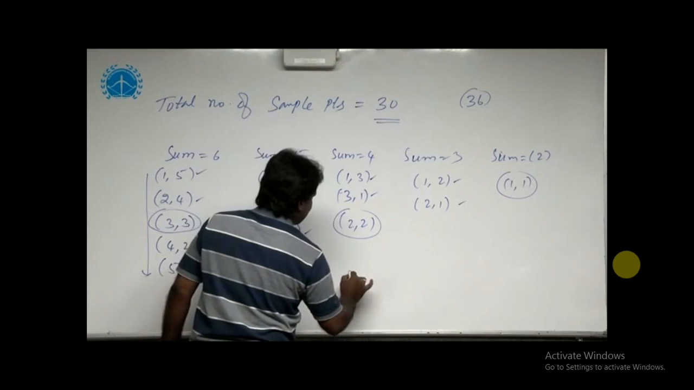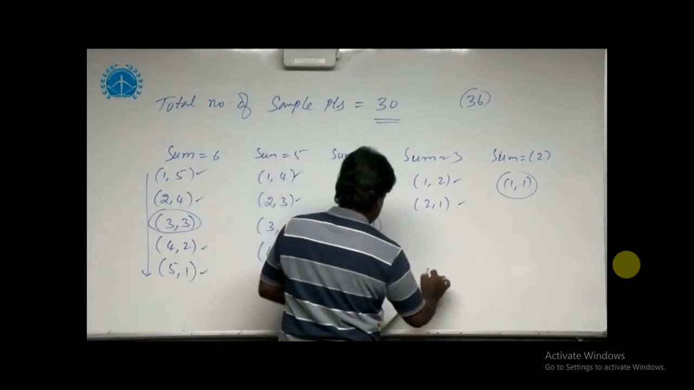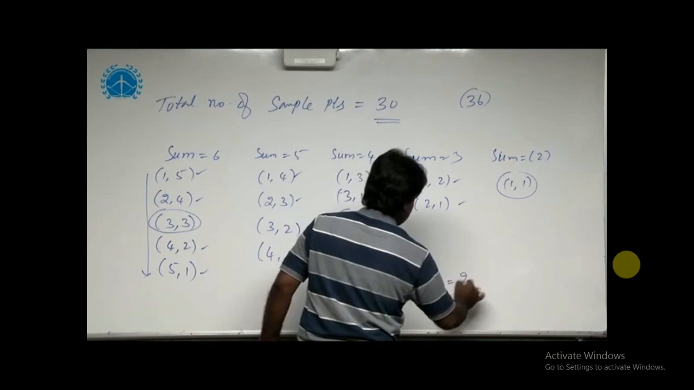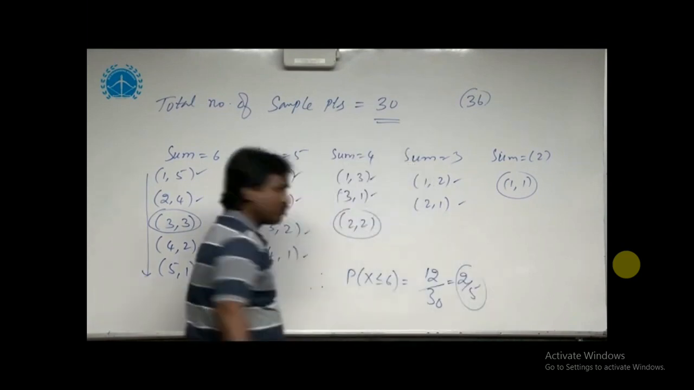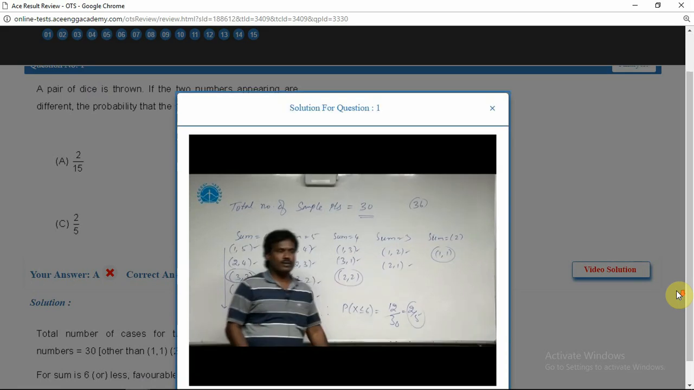Totally, the probability of the requirement, x less than or equal to 6, is equal to 12 by 30, which is 2 by 5.